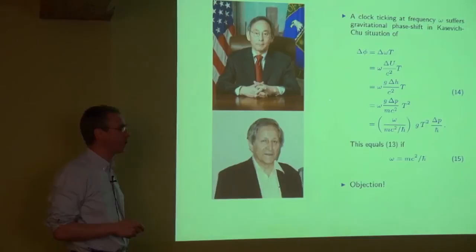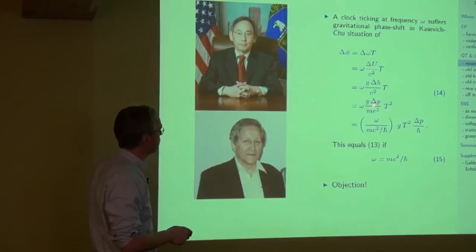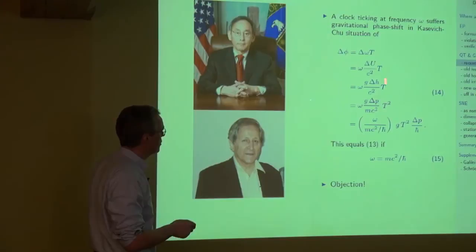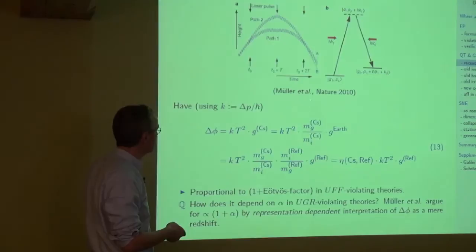So for delta h, you just say it's delta p over m, that's the velocity, times the time the experiment takes. So delta h is equal to delta p over m times T. So there's a T squared now. And this can be brought now into this form. This has now exactly this form.